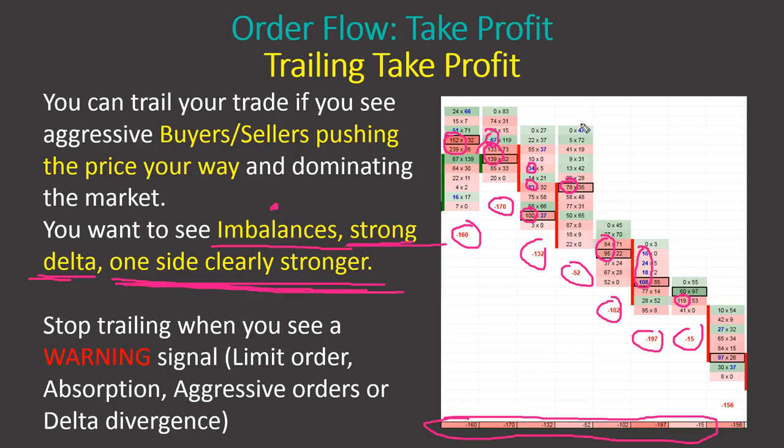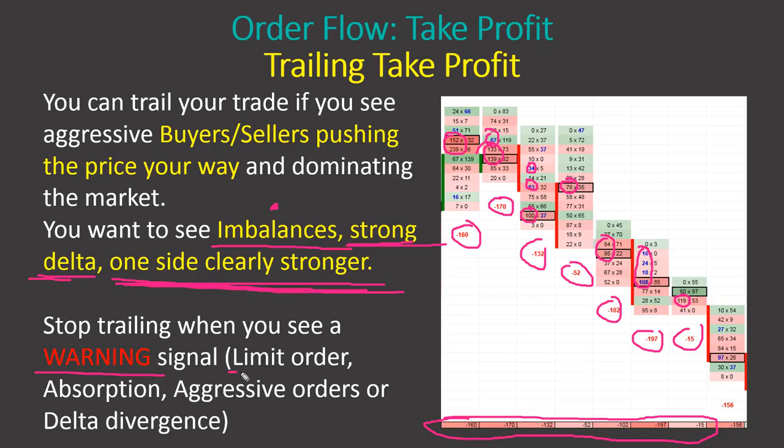So when you see something like that, you can trail your position, you can trail your profit, and try and get as much as you can from your trades. Now, when you should stop trailing your position is when you see a warning signal like I showed you in a previous video. So in this example, it would be a sign that buyers are entering the market.